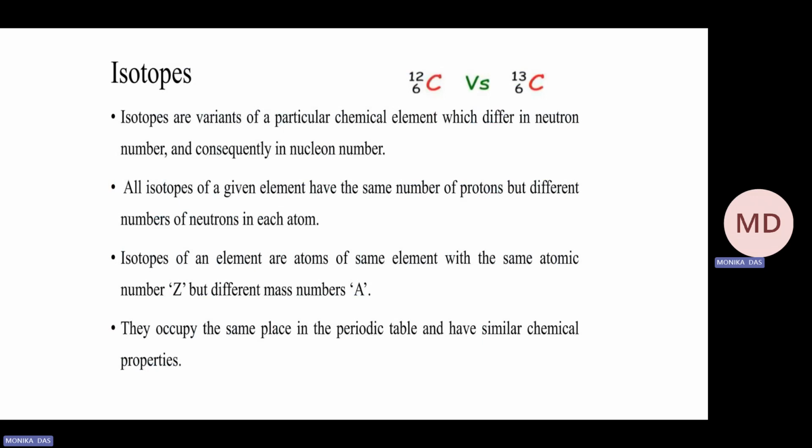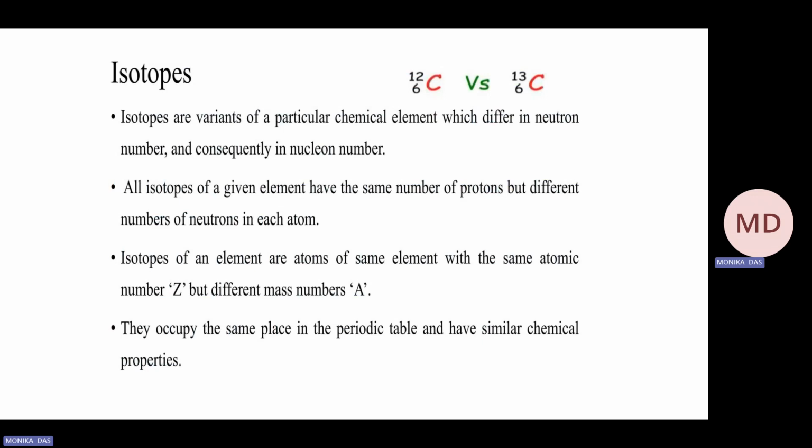So what happens when there is an excess amount of protons in this atom? There is a tendency of emitting particles to become stable. So from there, this concept of isotope has come. When there is an excess amount of protons in the atom, this is called an isotope. So isotopes are variants of a particular chemical element which differ in neutron number and consequently in nucleon number.